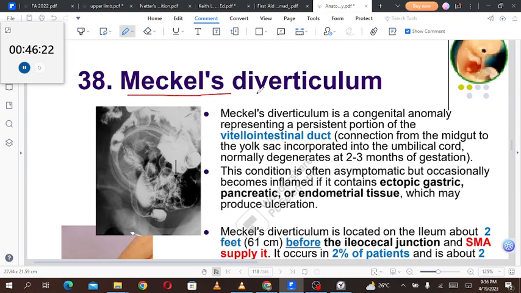What is Meckel's diverticulum? It is very important as far as the GIT section is concerned, and right now as we are doing the abdominal anatomy, that is also important in the GIT section. So let's read that. Meckel's diverticulum is a congenital anomaly representing the persistent portion of the vitello-intestinal duct connection from the midgut to the yolk sac incorporated into the umbilical cord. Normally it degenerates at 2 to 3 months of gestation.